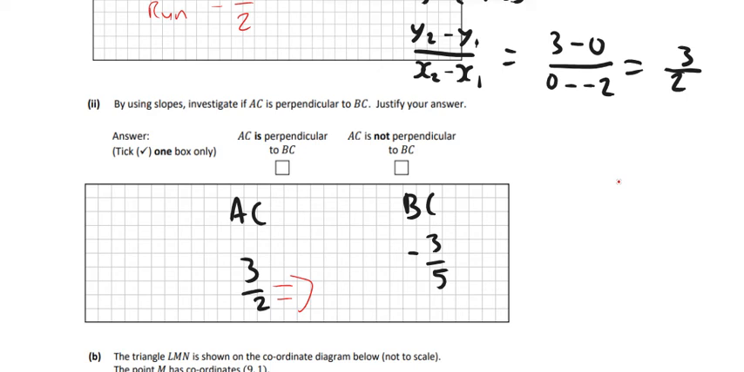So minus the reciprocal of that would be minus, that's the minus part. And then the reciprocal, that just means you flip it upside down. So minus 2 over 3. So it's not the same. So if they were perpendicular, then that would be the same as that, but it's not. So AC is not perpendicular to BC.